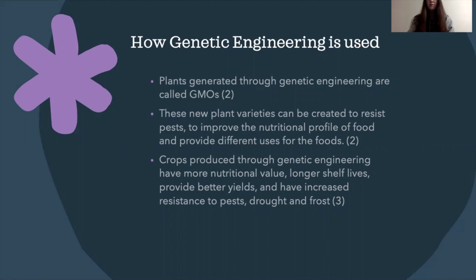Right now, they're only focusing on cotton, corn, and soybeans, but they're hoping to change to different types of food, more feed, and to help human health. Crops produced through genetic engineering have more nutritional value, longer shelf lives, provide better yields, and have increased resistance to pests, drought, and frost.